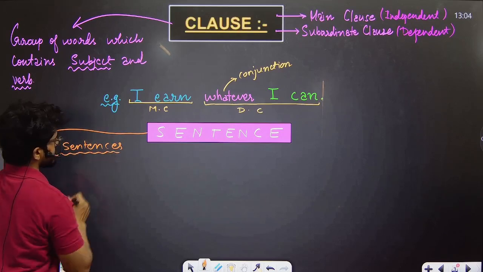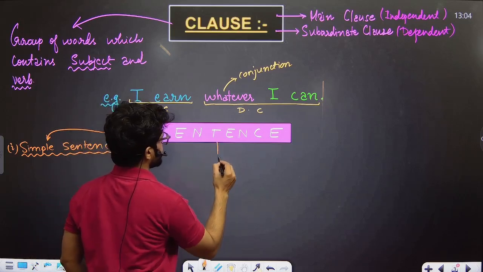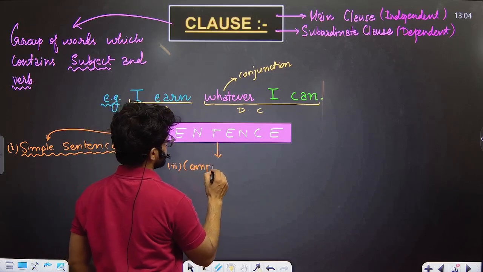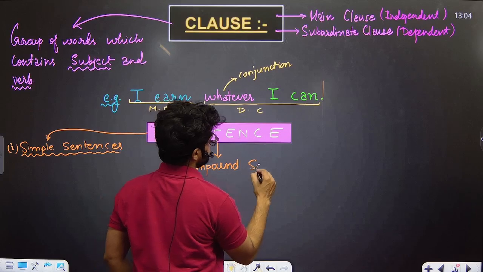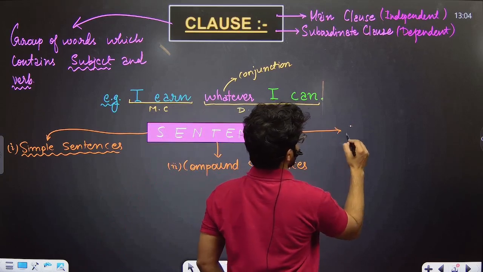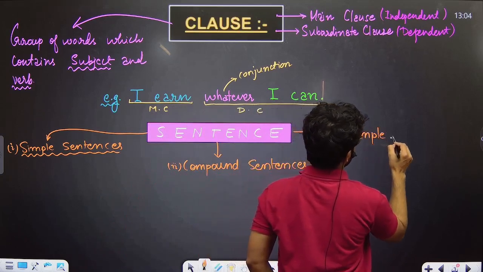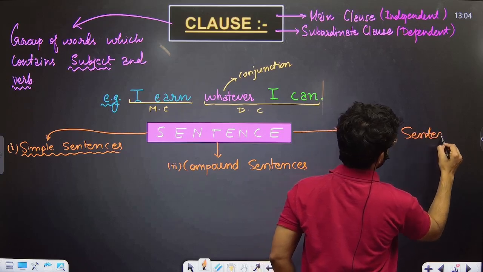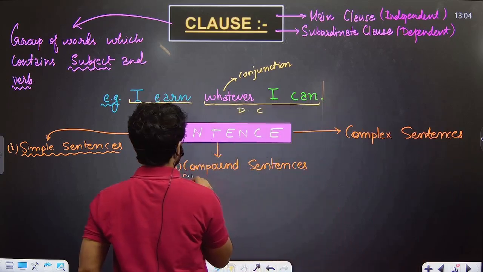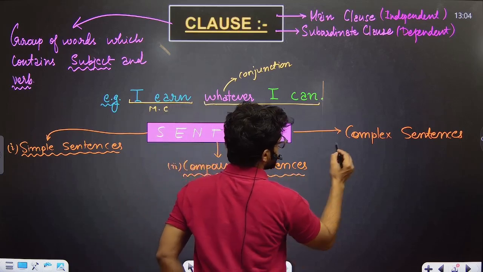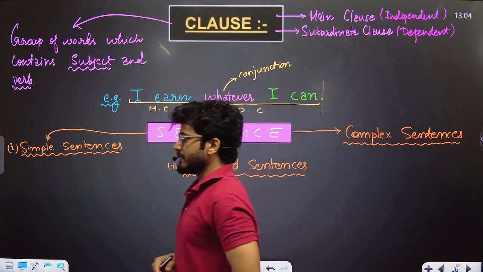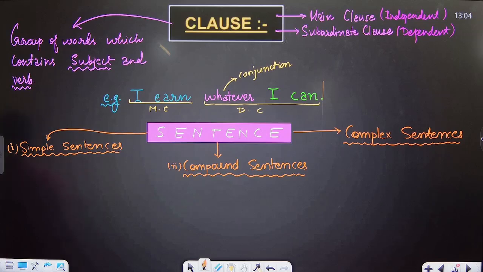Simple sentences, on the basis of structure, we are discussing. Then we have compound sentences, and next we have complex sentences. If you don't have an idea about simple, compound and complex, I have discussed them in detail in the previous lecture, so you can watch it from there. Prepare the notes for them, they are very important.